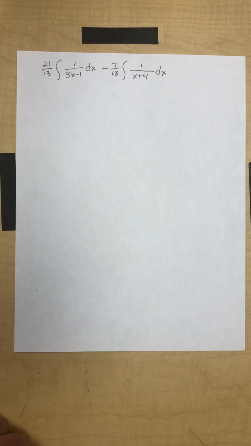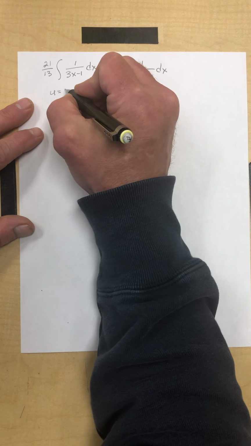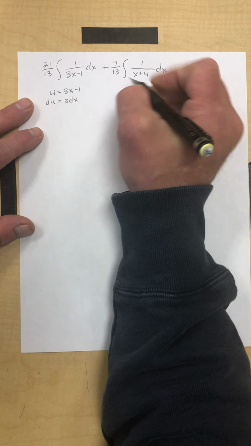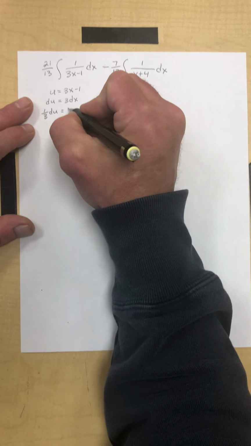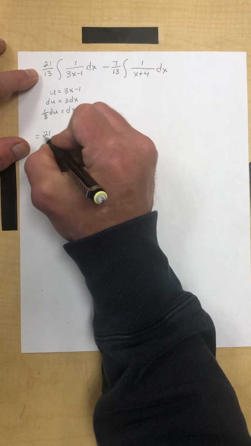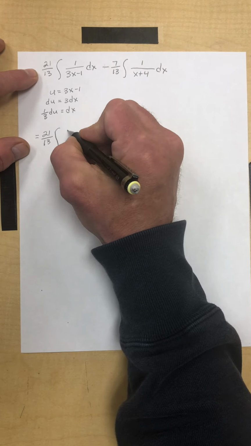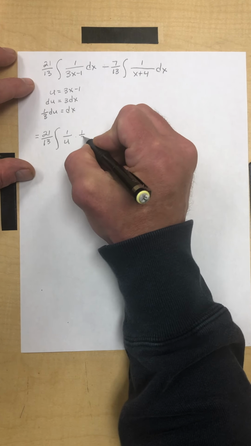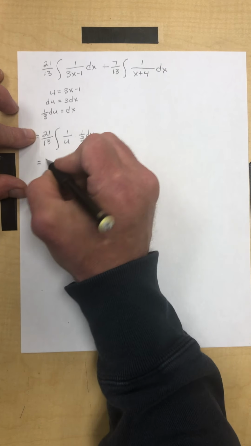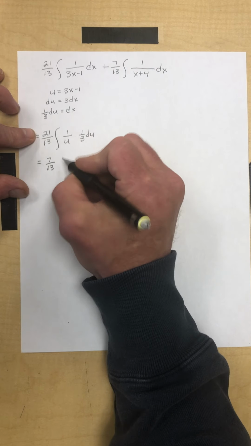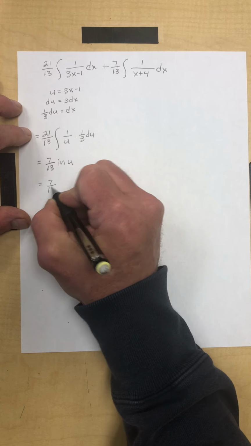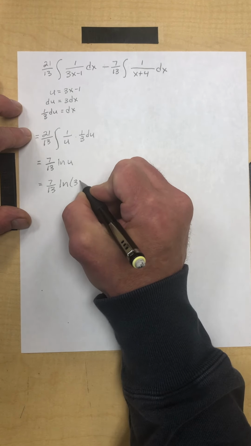I've got to do both of these, and it looks like using u substitution. Right here, if I let u equal 3x minus 1, then my du ends up being 3 dx, so 1/3 du equals dx. I'm just going to do this guy first, and then I'll come back to the other. I've got the 21/13 times 1 over u times 1/3 du. I bring the 1/3 out front, so the 3 cancels with the 3 here, and I'm left with 7/13. Then I integrate 1 over u, so I get the natural log of u. I go back and put my 3x minus 1 in there, so I get 7/13 times the natural log of 3x minus 1.